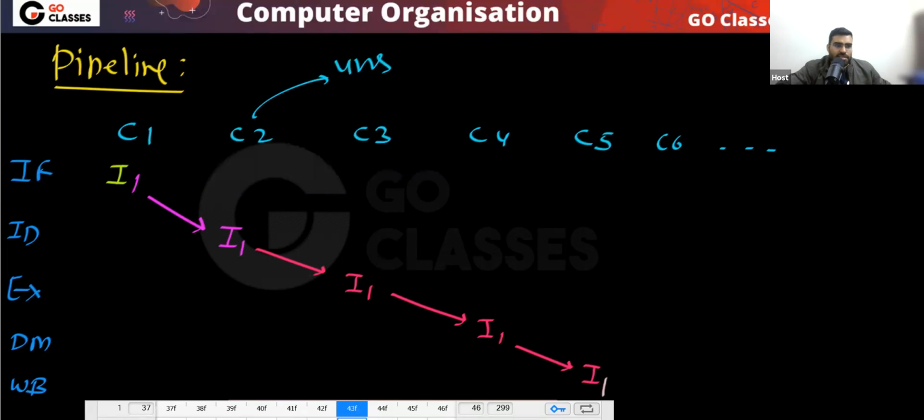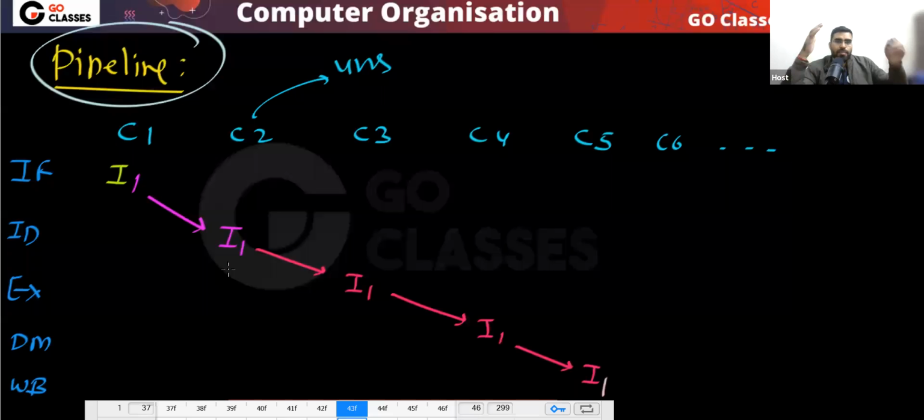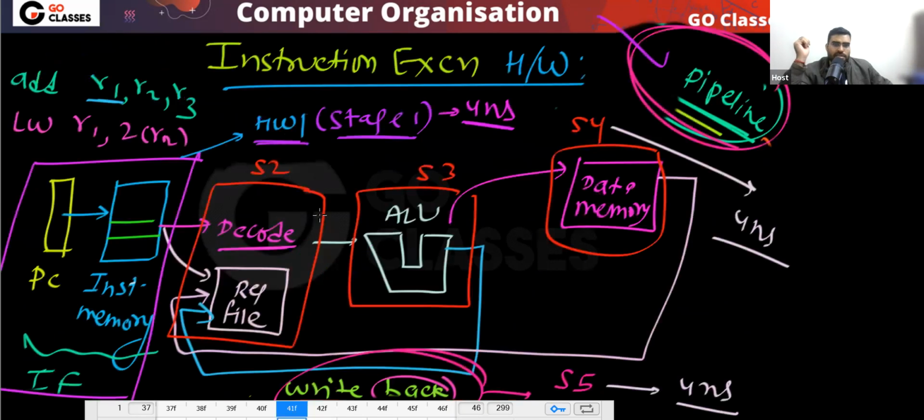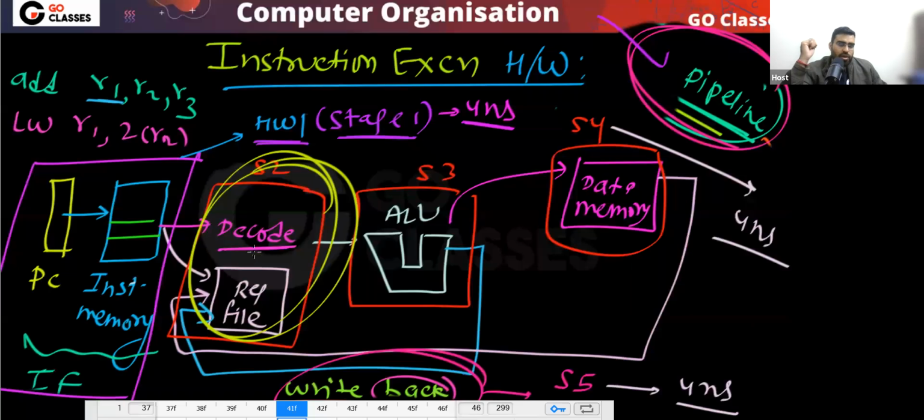Now you can notice that very simple in the pipeline execution, what will happen? Because you have separated the hardware, right? Yes or no? Now because of that separation of hardware that you have done, what will happen in cycle 2? When this I1 is in the ID stage, this instruction I1 is in the decode stage. This hardware is working on I1, I can say.